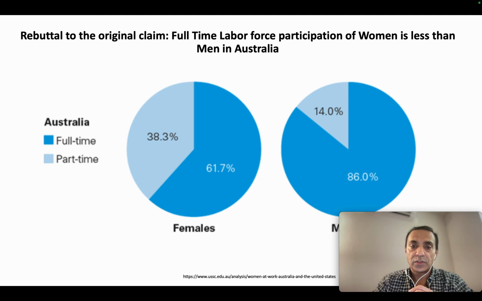So this is another visualization for the same claim that the full-time labor force participation of women is less than men in Australia. This visualization, I took it from a source mentioned at the bottom of this slide, and it supports my claim. Here you can see the full-time participation in Australia for ladies is 61.7%. However, for males, it's 86%.